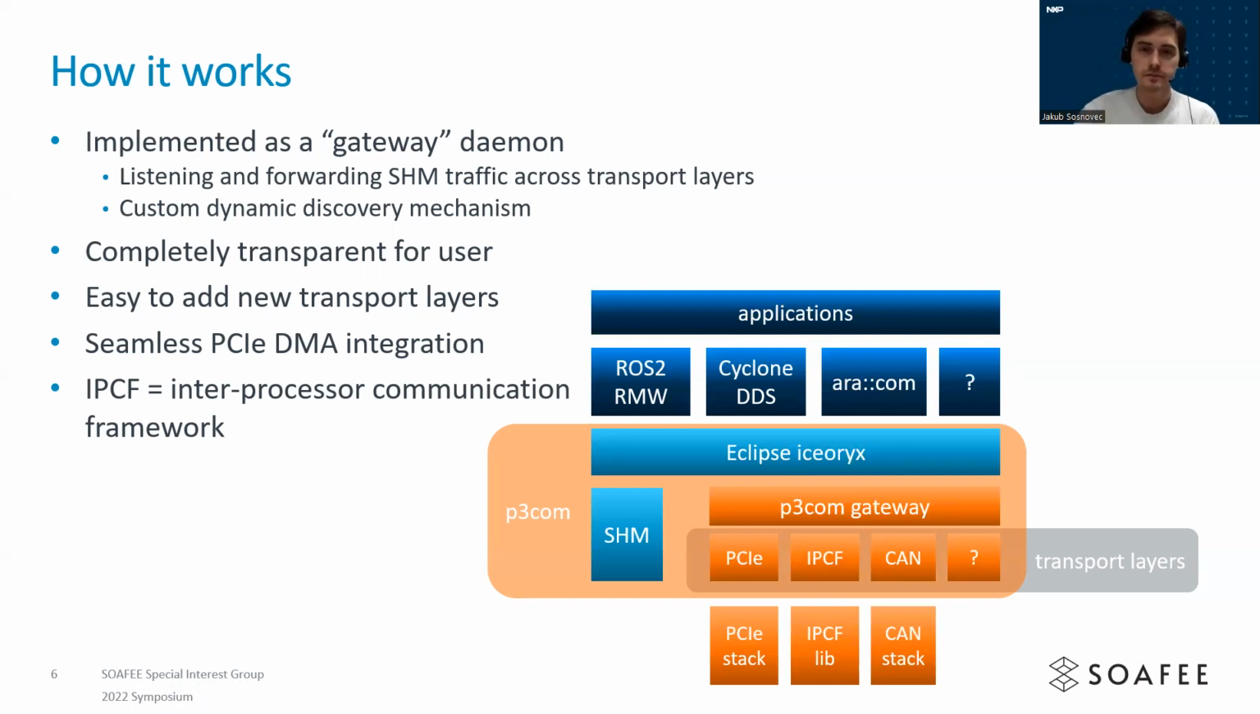that's shared between multiple core clusters or just cores. So if you look at the stack, p3com consists of a custom fork of Iceoryx, and then the gateway application itself, and all the individual transport layers, which then plug into the gateway application.